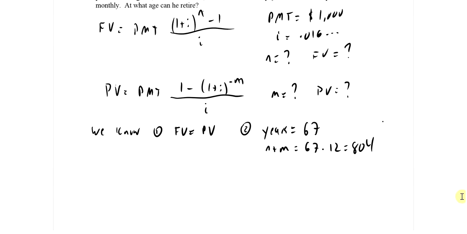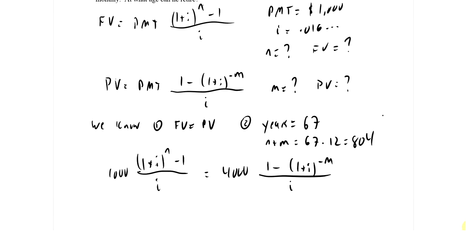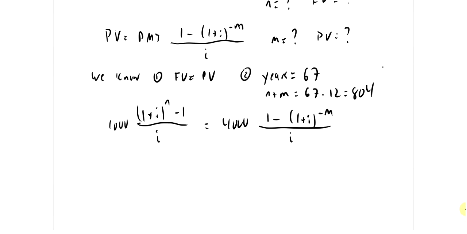Well, set future value equal to present value. Future value is 1,000 times 1 plus I, oops. Well, we'll just leave it as I because that 0.0166 is a little pain to rewrite. Minus 1 over I equals 4,000 times 1 minus 1 plus I to the minus m over I. And so we'll try and clean this out a little bit.